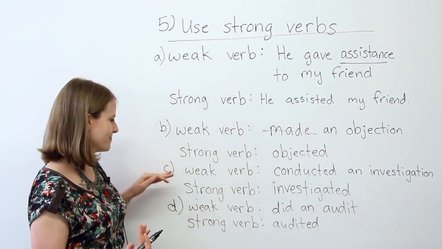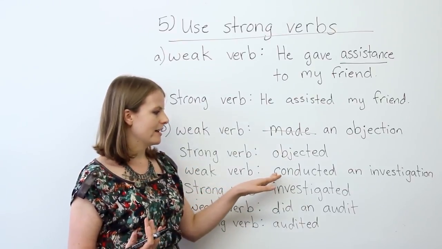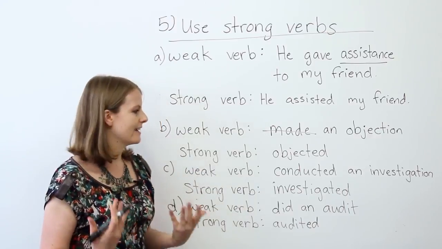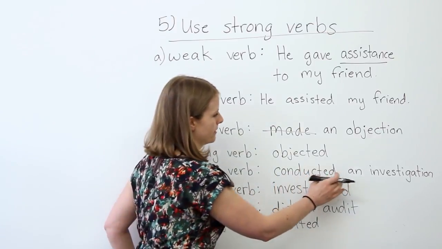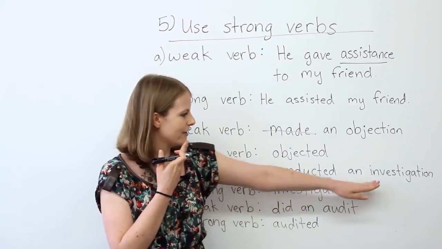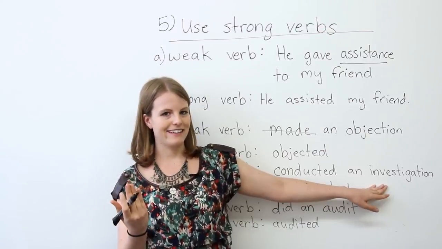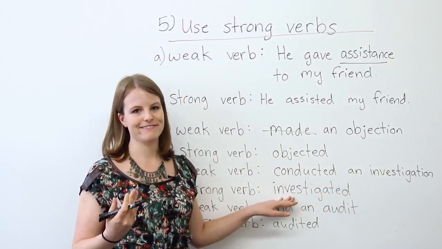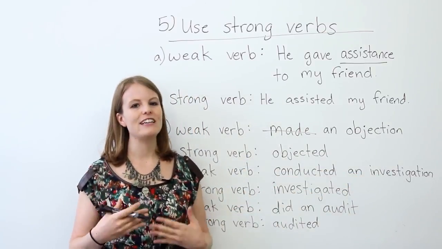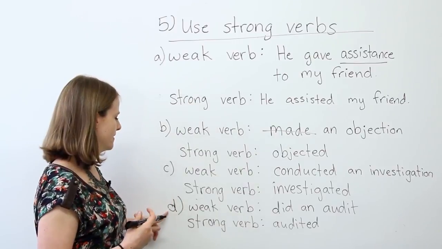Another example. Here we have our example of the weak verb. She conducted an investigation. Well, when I look here, I see the word investigation and I think, does this noun have a verb form? Well, yes, it does. Investigate. So instead of saying conduct an investigation, she investigated something. It's a lot better. It's stronger.